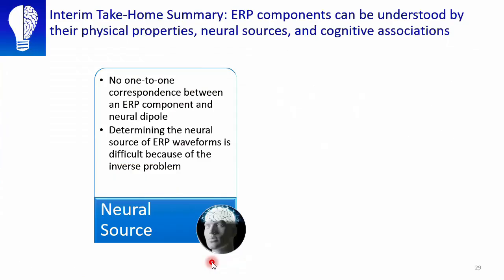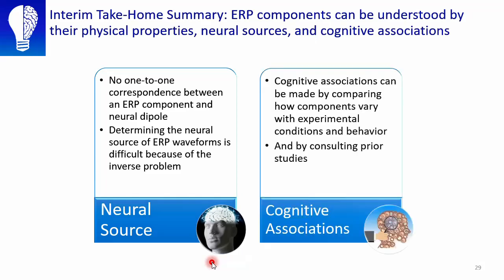So some take-home messages. There is no one-to-one correspondence between the ERP component and the neural dipole. It's complicated. Similarly, the cognitive processes that are associated with ERP components are also difficult to pin down. You have to look at the total evidence and the experimental manipulations in order to make some conclusions there.